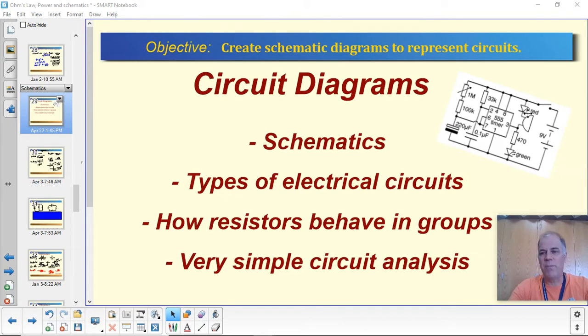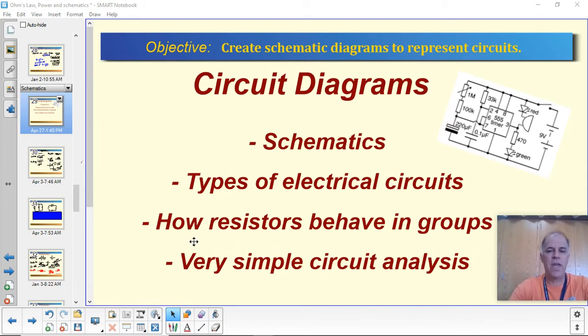So there's lots of schematics. This is a schematic diagram right here. And we're going to learn what some of the symbols are, just a few of them, just enough to do what we need to be able to do. Then we'll look at the two basic categories of electrical circuits, and what's the same about them and what's different. And then we'll go into resistors in particular. Resistors have some little quirks about how they behave when you start grouping them together in different ways. So we'll look at that briefly.